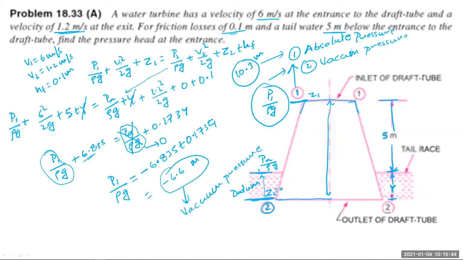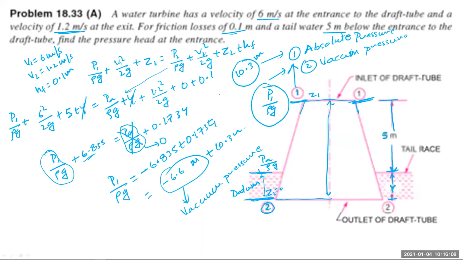It's negative. It means that the pressure here is less than your atmospheric pressure. If it comes positive, then you can say that the pressure at location 1 is more than that of your atmospheric pressure. Okay. If you want to get the value of absolute pressure, you need to just add 10.3 meters over here. Okay. So still you will get something positive 4 like that.